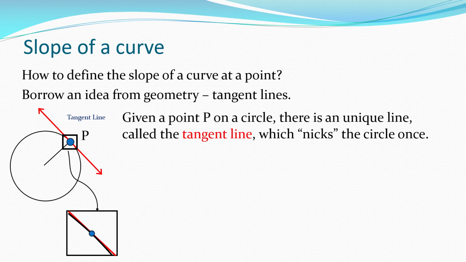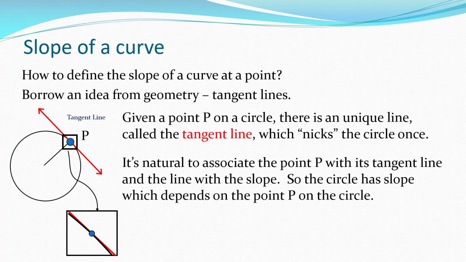But the important thing here is to notice that given that point, there's a unique line called the tangent line, which just nicks that curve. Because of that, since there's a unique such line, it's natural to associate the point with the tangent line and then the line with the slope. That means then that for every point on that circle, as long as you don't have a vertical tangent line, there's a slope to the circle.